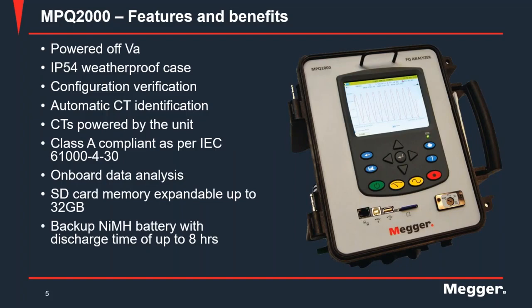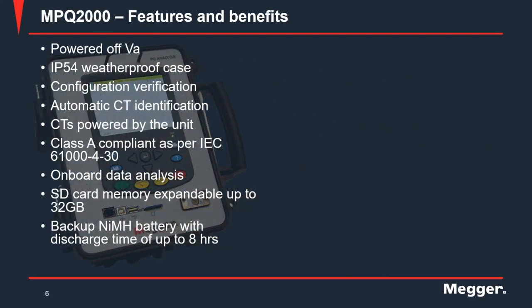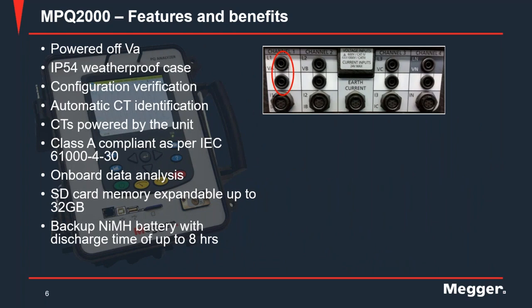So these are some of the features of the MPQ2000. One feature is that it's powered off of the VA channel. So the voltage channels are provided at the bottom of the unit, and whatever voltage appears on the VA channel is used to power the recorder. This is important because when you set the MPQ2000 at a location, or any recorder at a location, you'd be recording for weeks or months, depending on what exactly you're looking for, like Andy mentioned earlier. So it's important that the recorder be able to power itself and doesn't need to rely on, let's say, a power outlet as an external source of power.